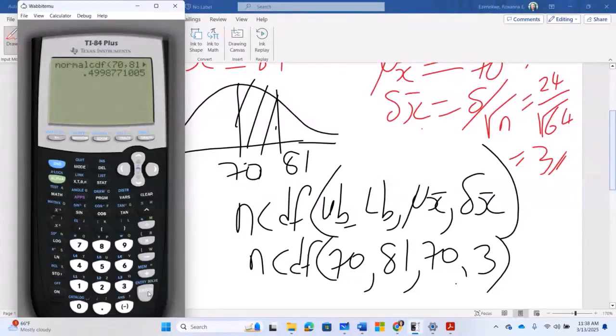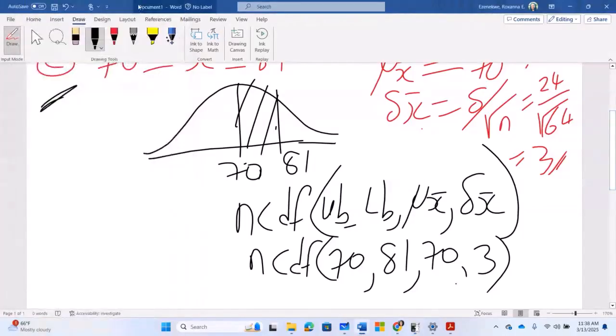the area is 49.99%, approximately 0.5. So the area is 49.99%. That's the area between 70 and 81. Okay. I hope that is clear. That really has to be clear. Okay, we will also review it when we come back from spring break.